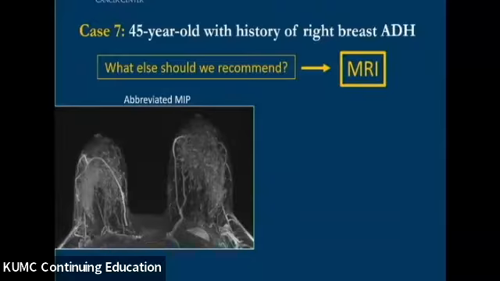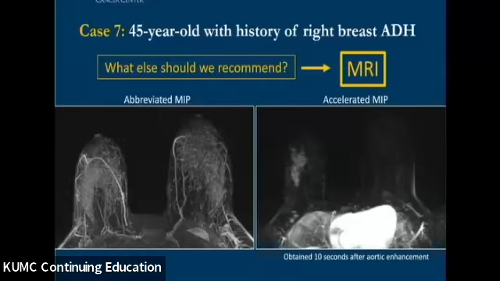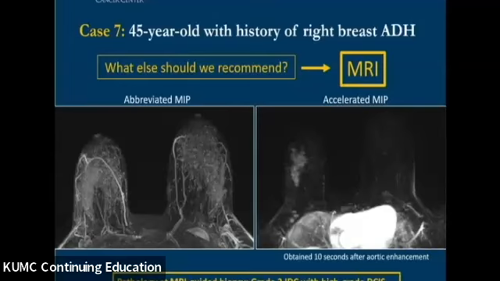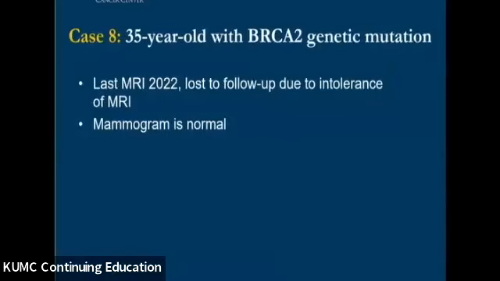Another nice example here of our ultrafast imaging. So this is an abbreviated MIP. She has marked background parenchymal enhancement bilaterally. But when you look at our accelerated images, a few seconds after the aortic enhancement, you see pretty widespread non-mass enhancement in her right breast. This happened to be at the site of her atypia. So she went on to MRI biopsy, given how extensive that finding was in comparison to what was biopsied originally. This is a grade 2 invasive ductal carcinoma with high-grade DCIS. So she went on to mastectomy.